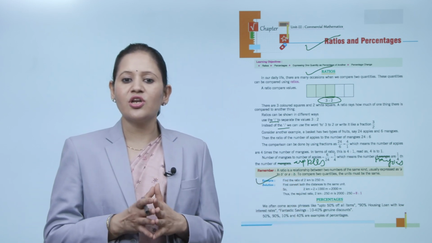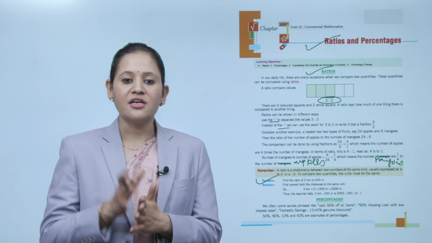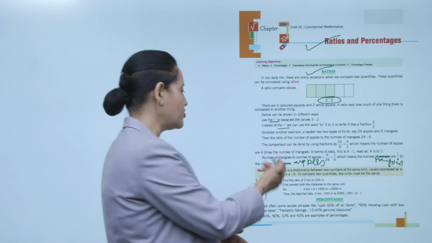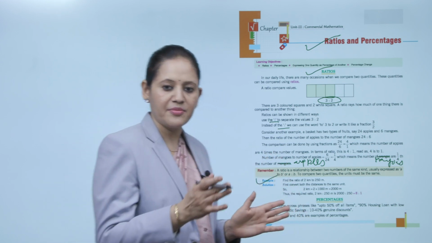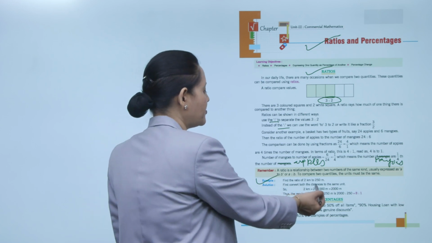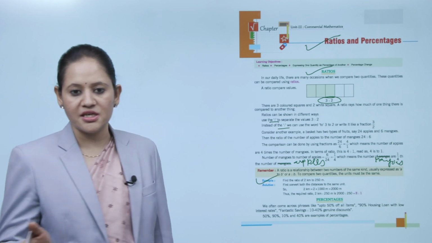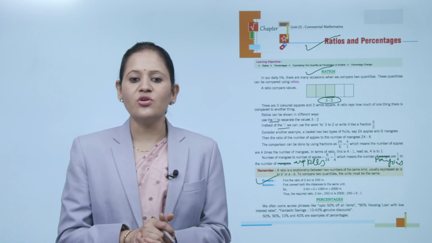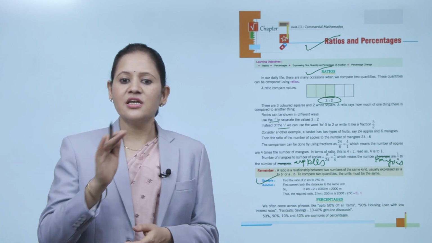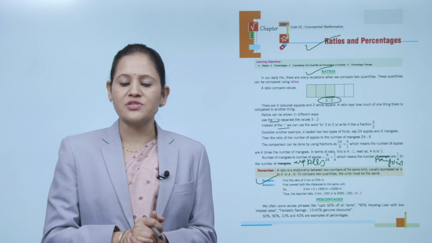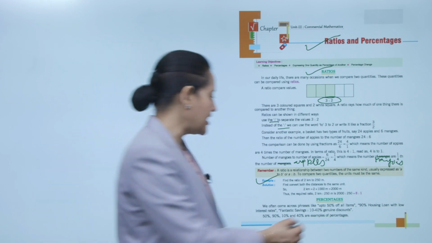Find the ratio of 2 kilometer to 250 meter. So both the units should be the same. So first we'll convert them into the same unit. First convert both the distances to the same unit. So 2 kilometer equals 2000 meter. So now we'll find the ratio, that is 2 kilometer to 250 meter, that is 2000 to 250, that is 8:1.